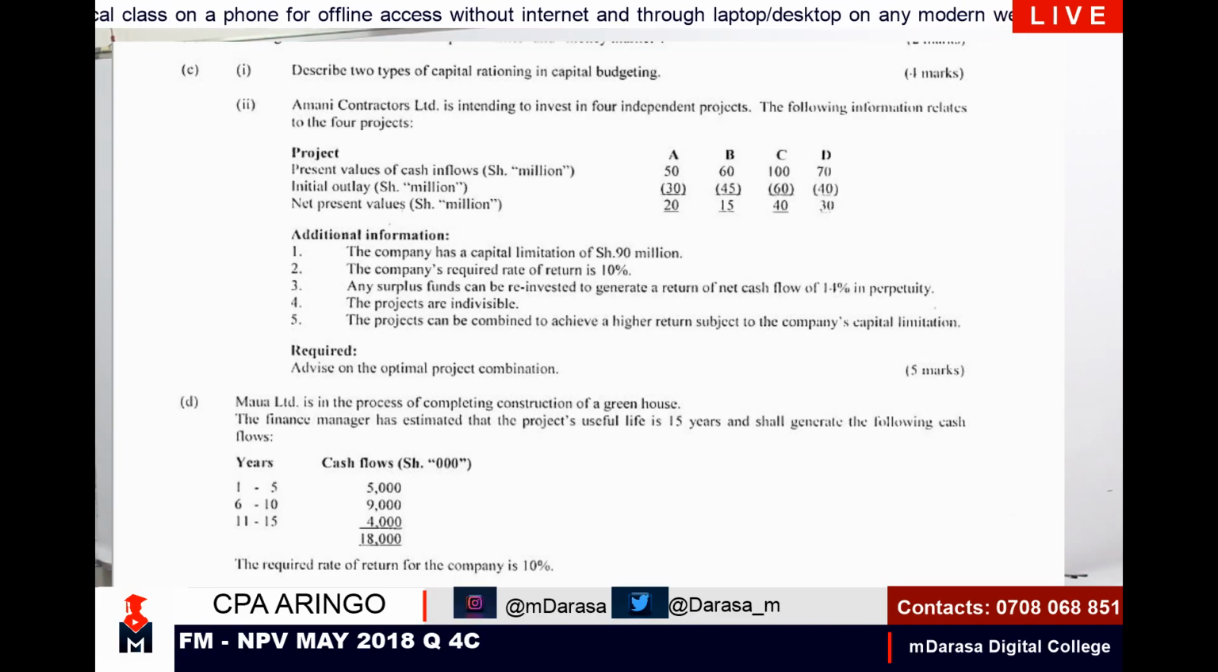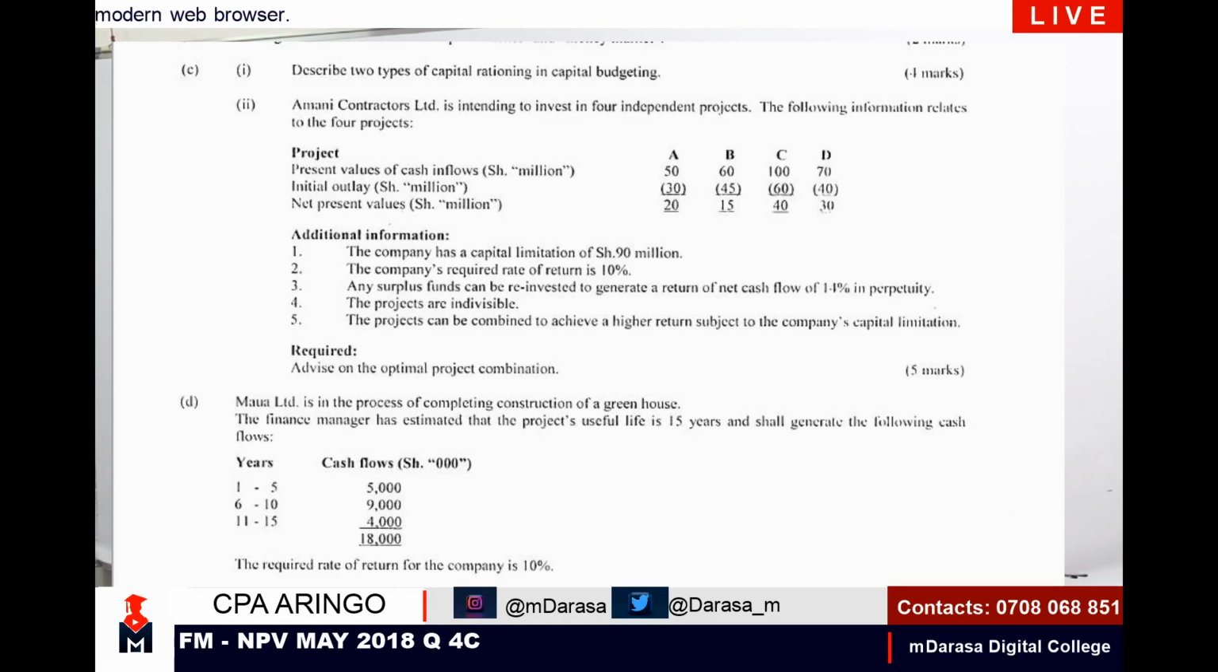Additional information, you are told that the company has a capital limitation of 90 million. Mark that very well. I'm having a limitation of 90 million. The company's required rate of return is 10%.